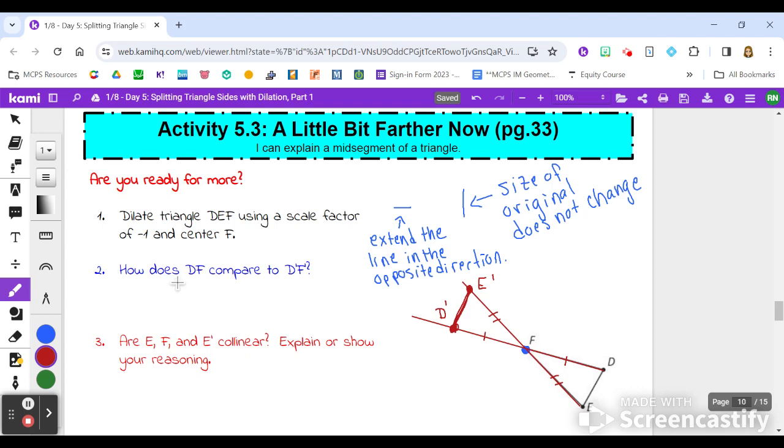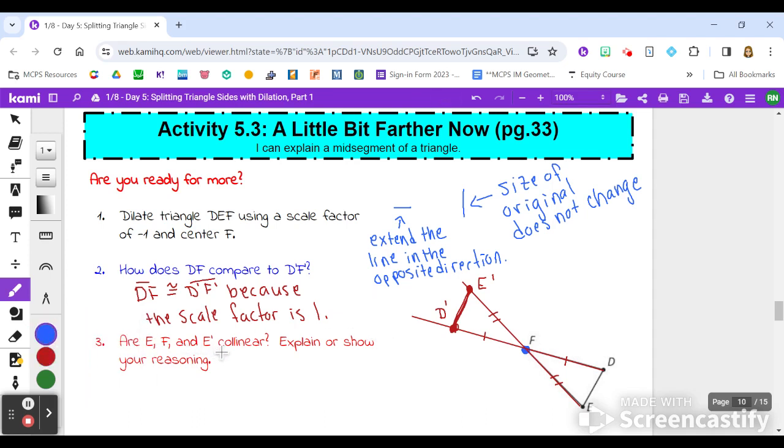So how does DF compare to DF prime? I just answered that by what I was showing you. So DF and DF prime are actually going to be the same size, or are congruent. DF is congruent to DF prime because our scale factor is 1. We just have it on the opposite side of the center of our dilation.